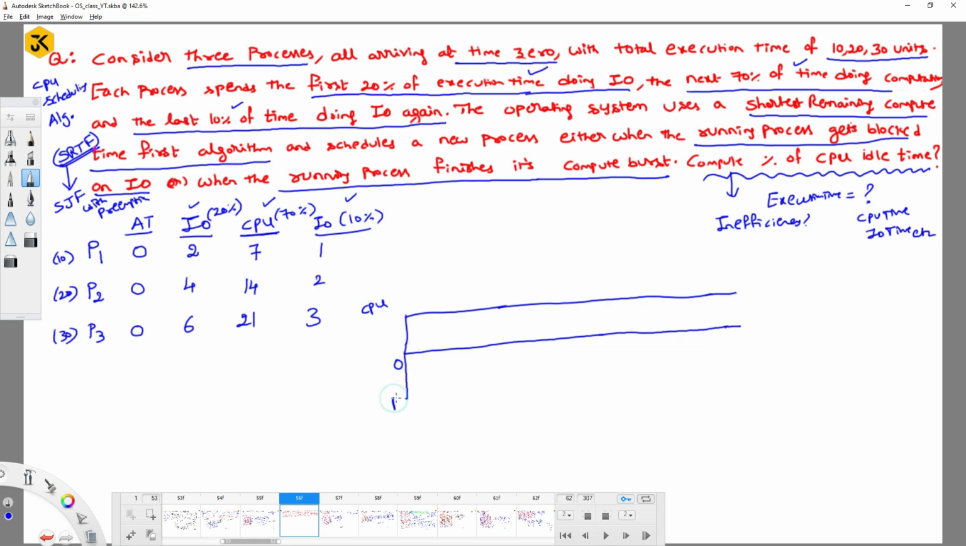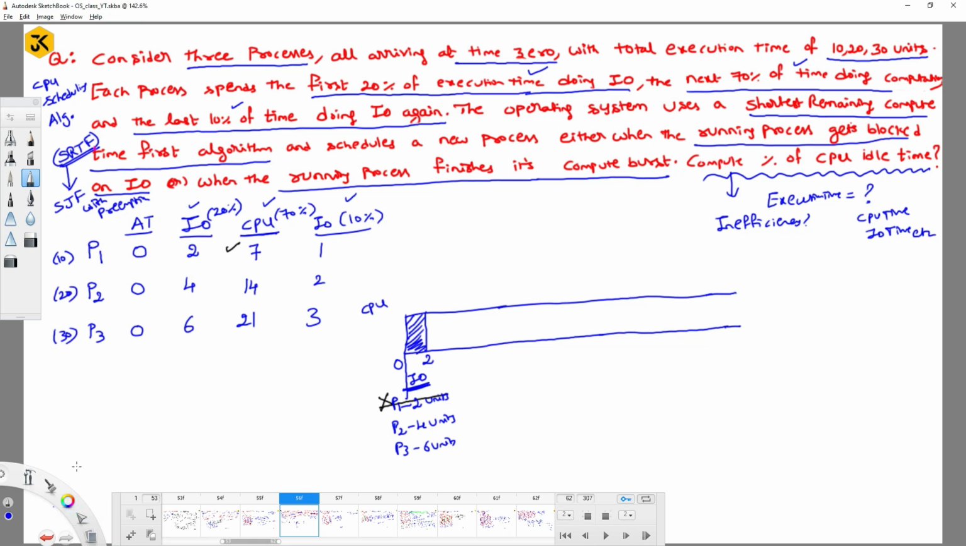As all are available, P1 will come back by what time? 2 units. P2 will come back by how many units? 4 units. P3 will come back by 6 units because they went for IO operation. So the CPU has to idle for how much time? Definitely a minimum of 2 units. The CPU has to be idle for a minimum of 2 units, right? By the completion of 2 units, P1 completed its IO task and will come back to the ready queue. Back to the ready queue means it will start for execution.